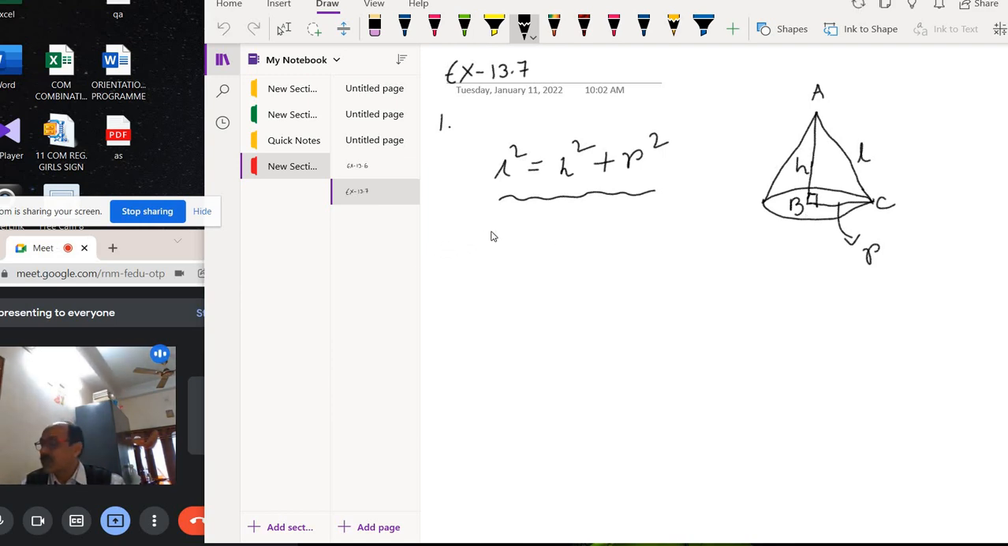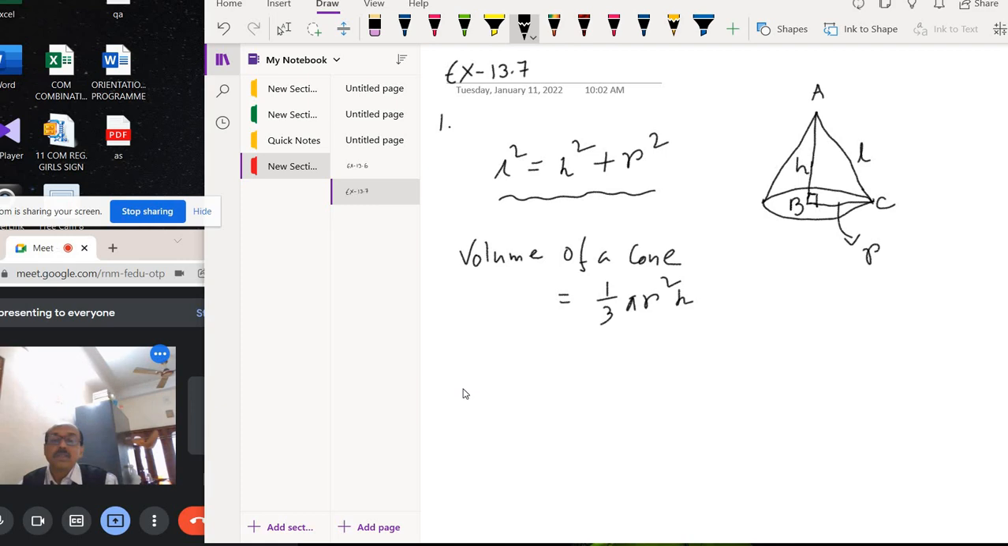Now see the first question. Find the volume of the right circular cone. So we know the volume formula of a cone. Sir, 1 by 3 pi r square. Yes, 1 by 3 pi r square H. H is the height and R is the radius.